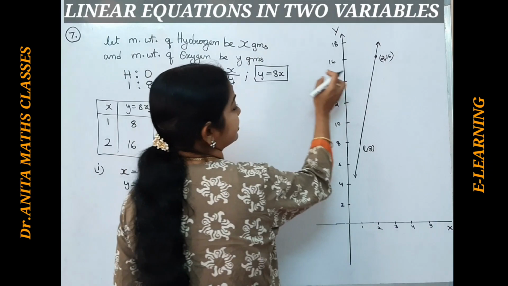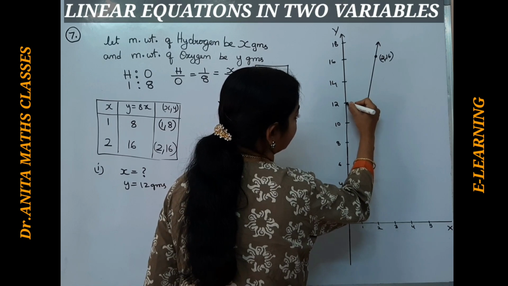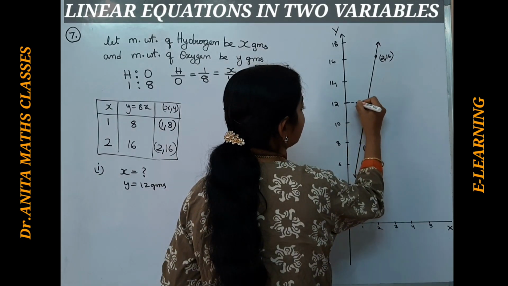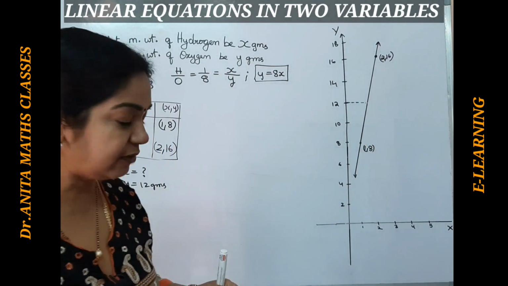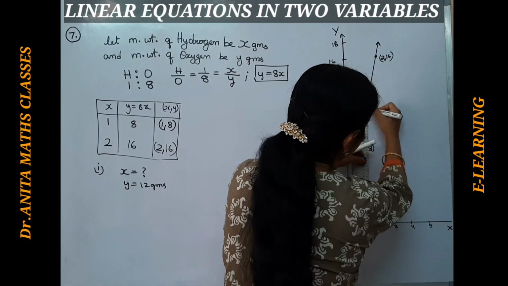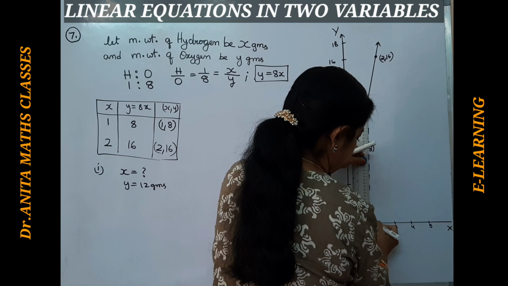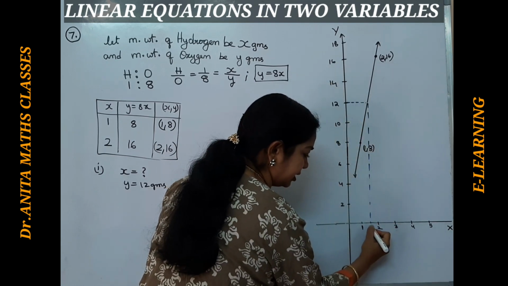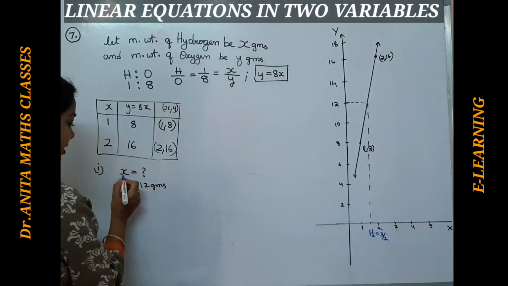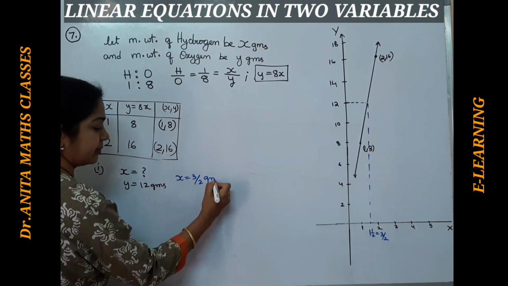So let us see, this is y, isn't it? When y is 12, draw a line here, and I'll take another color. From when y is 12, if you draw a line, it touches the straight line at some point. From there, if you drop a dotted line to the x-axis, you will get the x coordinate. It is touching at 1.5. So 1.5 is nothing but 3/2. So we got it: when y is 12, x is equal to 3/2 grams from the graph.